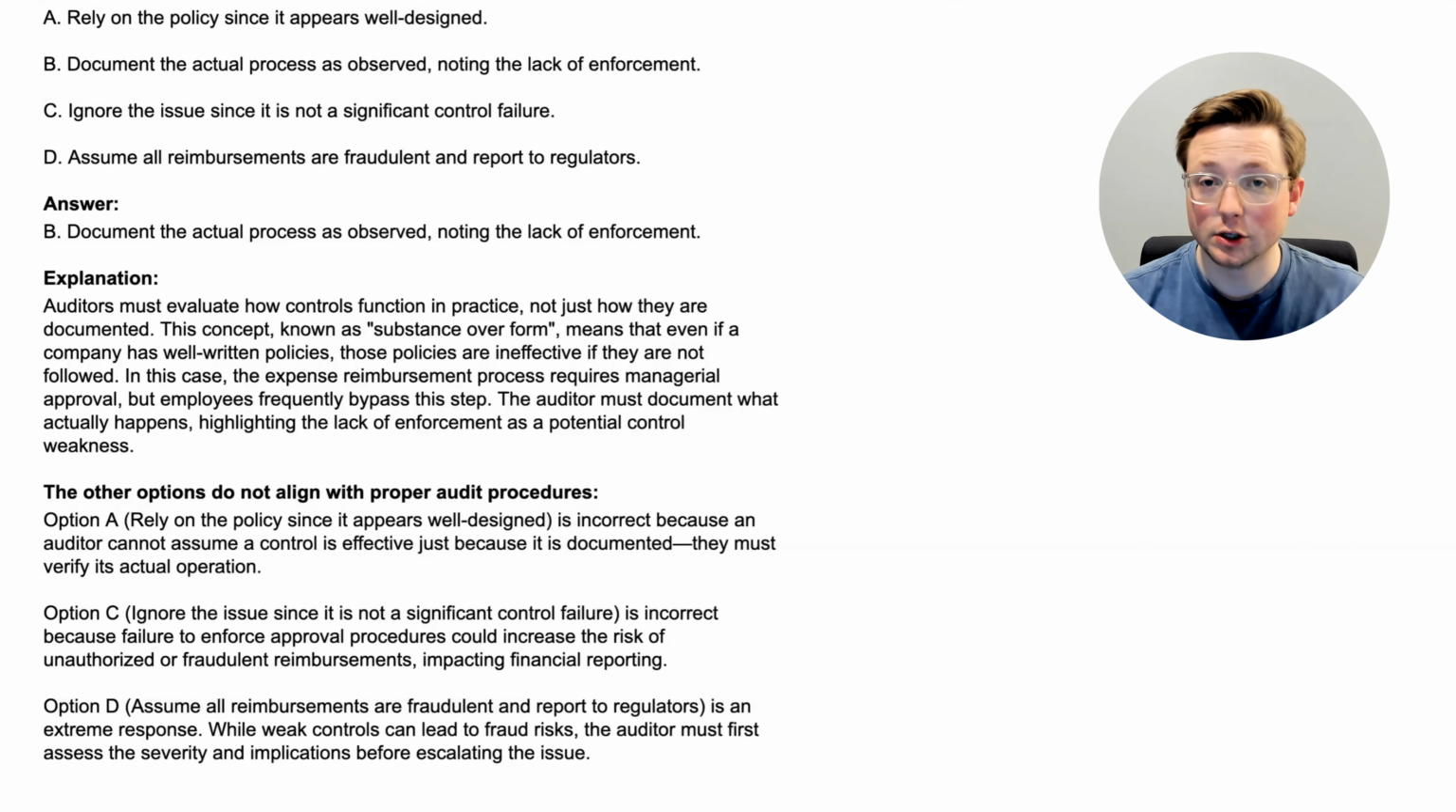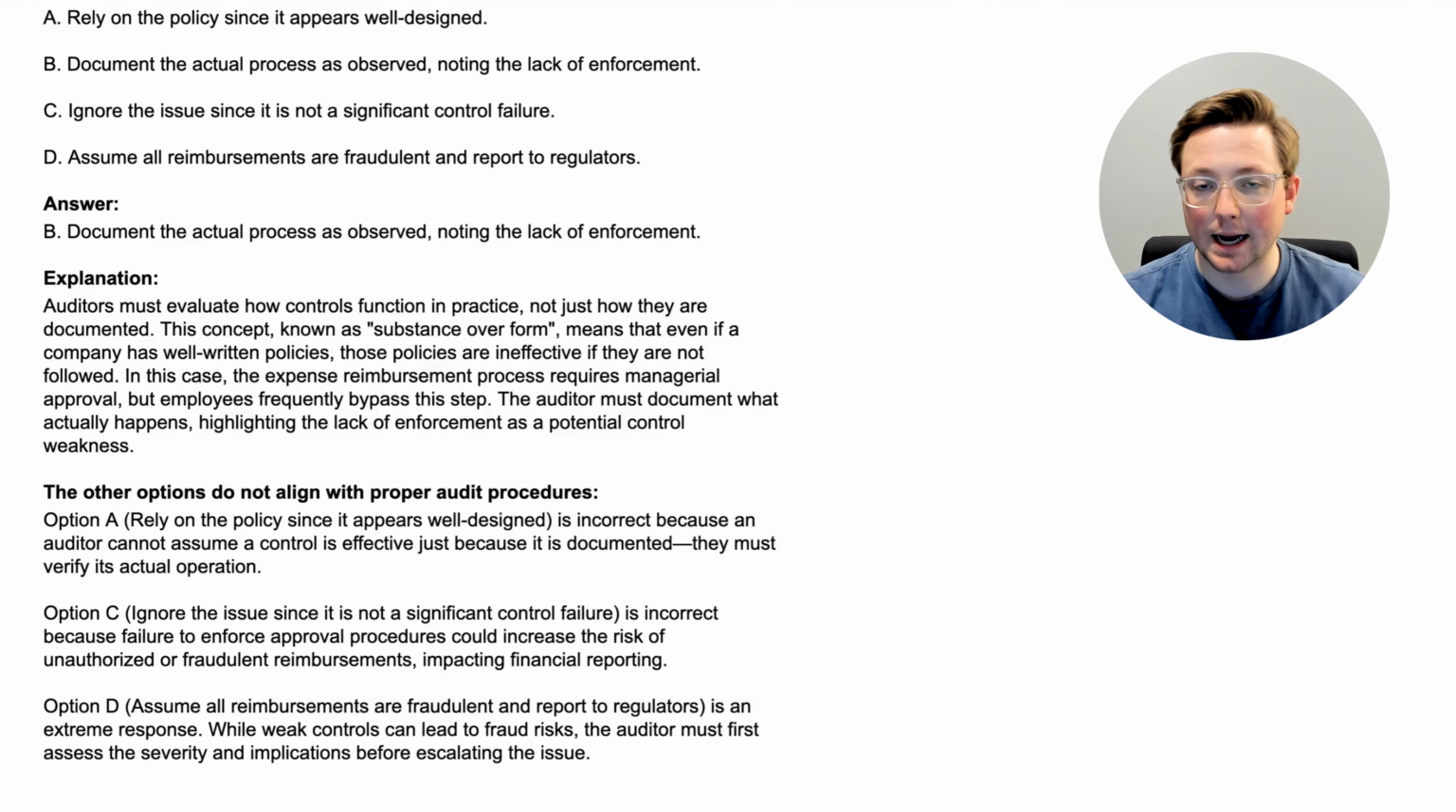So when auditors are documenting their understanding of business processes and data flows and things like that, they have to document what is actually happening, if the control is actually being followed or not. Now let's go through the other options because they don't align with proper audit procedures. Option A, rely on the policy since it appears well designed, is incorrect because an auditor cannot assume a control is effective because it is documented.